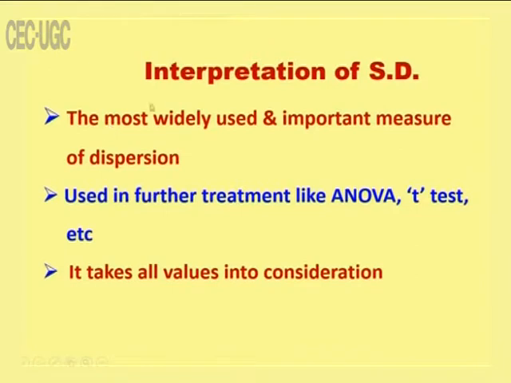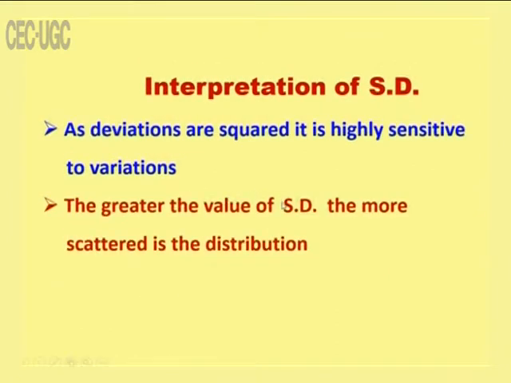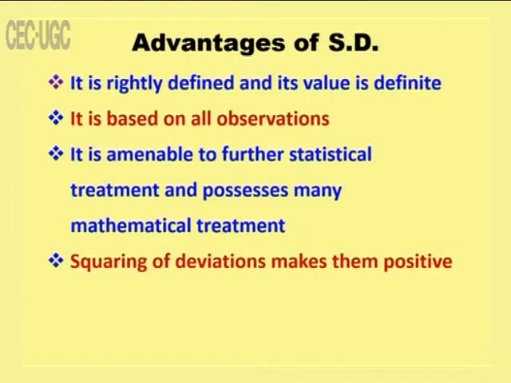It is the most widely used and important measure of dispersion, and it is used in further treatments like ANOVA, t-test etc., and it takes all values into consideration. These are all some interpretations. And as deviations are squared, it is highly sensitive to variation, because the square of the deviation, and therefore, the variation is squared. The greater the value of standard deviation, the more scattered is the distribution. And what are the advantages of the standard deviation?